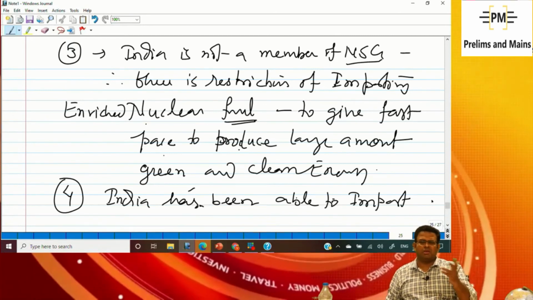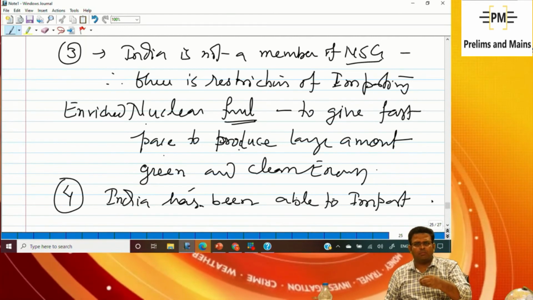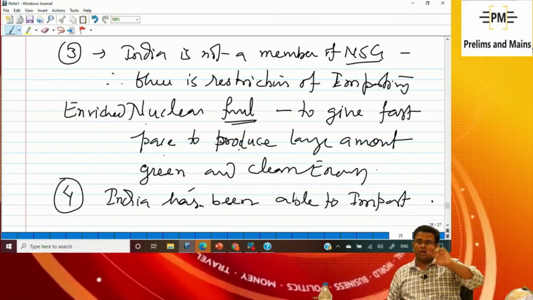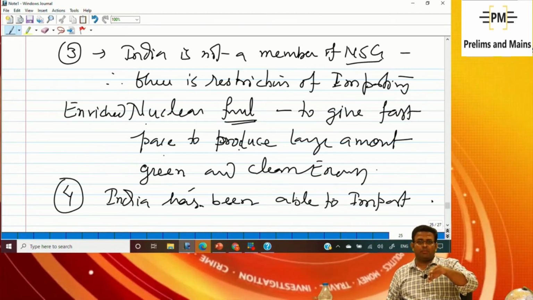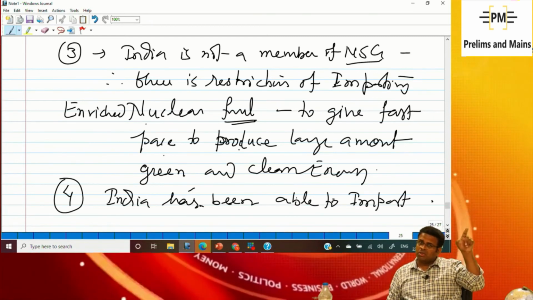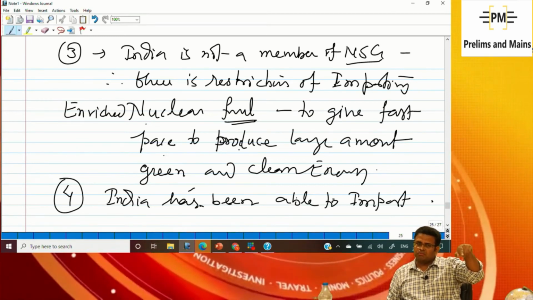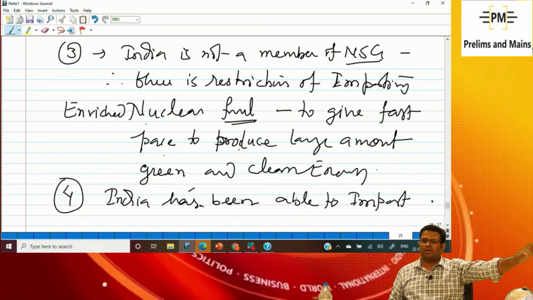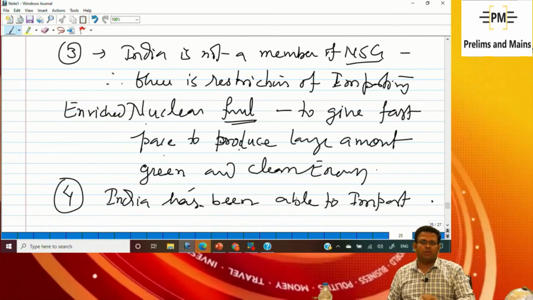So what is the job? India can never, because today I am in the basics of something else. One thing: I will teach you NPT. Even if India becomes a member of NSG, it cannot take the enrichment process because India is not a member of NPT, and India will not become one. When I teach you NPT, the non-proliferation treaty and all, that time it will be clear.